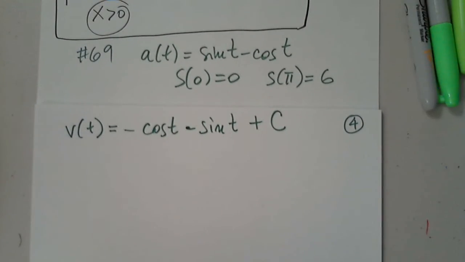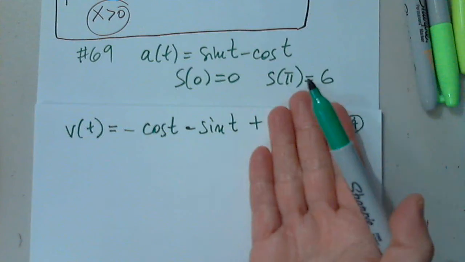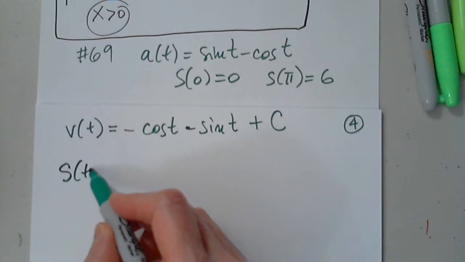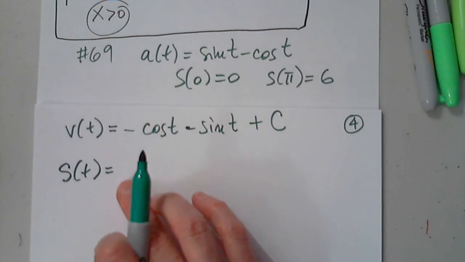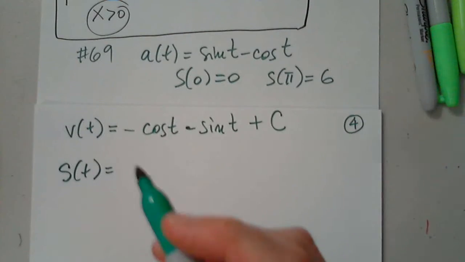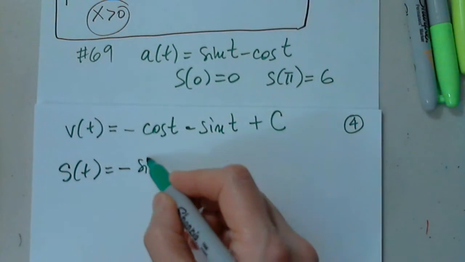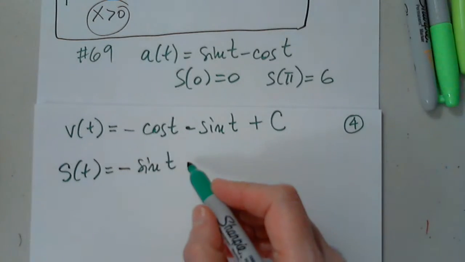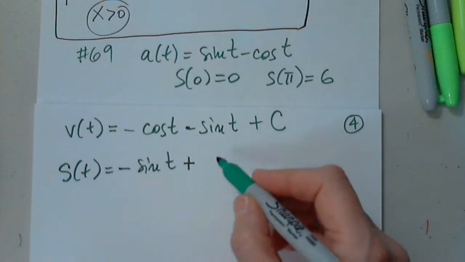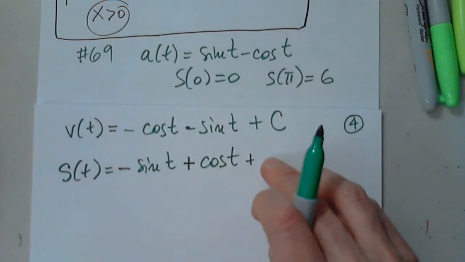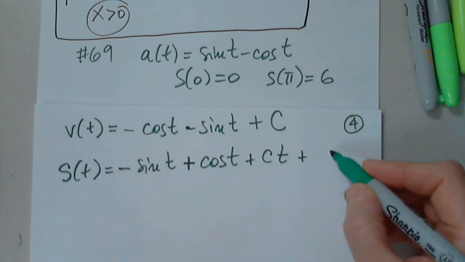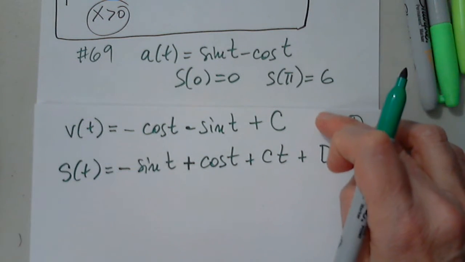Okay. Good. So I don't have any condition for the velocity. I cannot find c on the way. I have to wait. So now s of t, which function prime is negative cosine t? Negative sine. Very good. Which function prime is negative sine t? Very good. Which function prime is c? Cx. Very good. Plus, which function prime is 0?